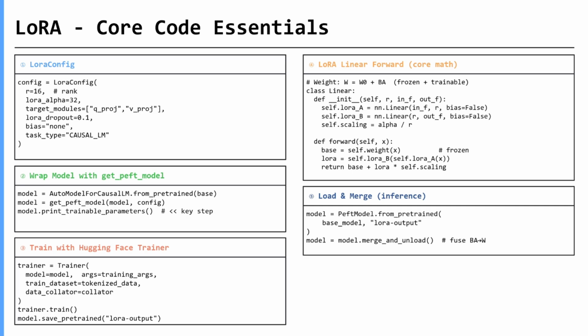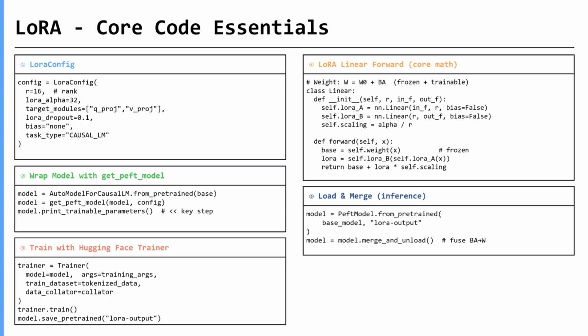In the forward pass, the input X first goes through the frozen base weight to get the base output. Then separately, X passes through A and then through B, that's the low-rank path. The two are added together, with the LoRA output scaled by alpha over r.